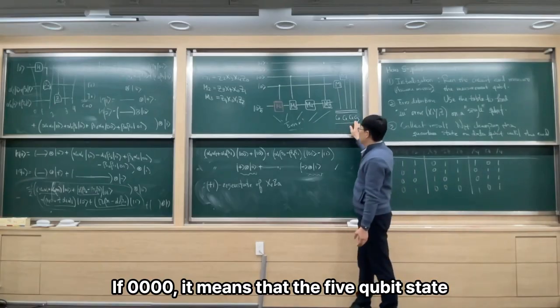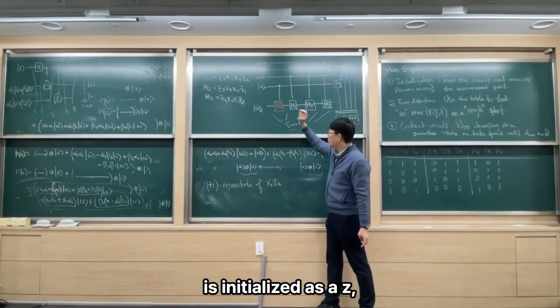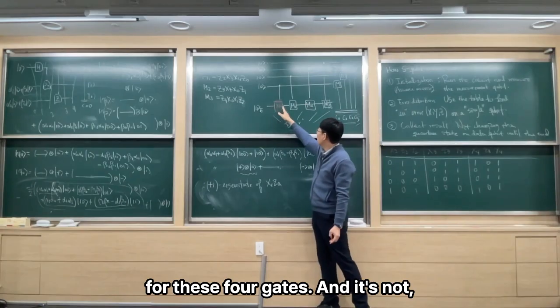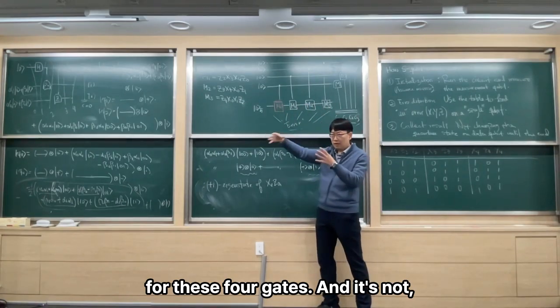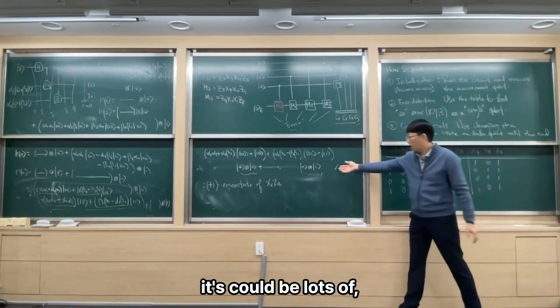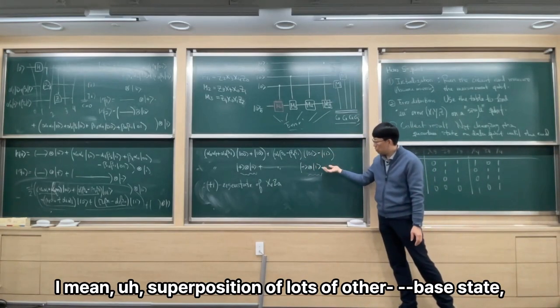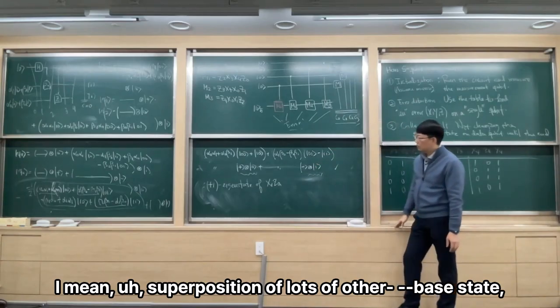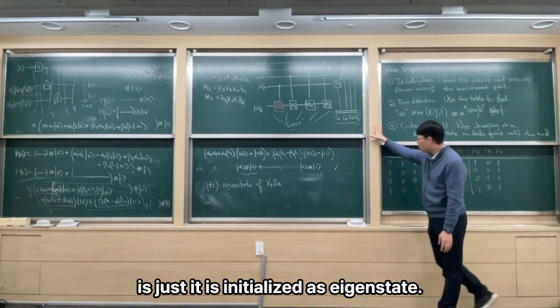If it's 0, 0, 0, 0, it means that the 5-qubit state is initialized as a plus 1 eigenstate for these 4 gates, and it's not just a single base state. It could be a superposition of lots of other base states, but the important fact is that it is initialized as an eigenstate.